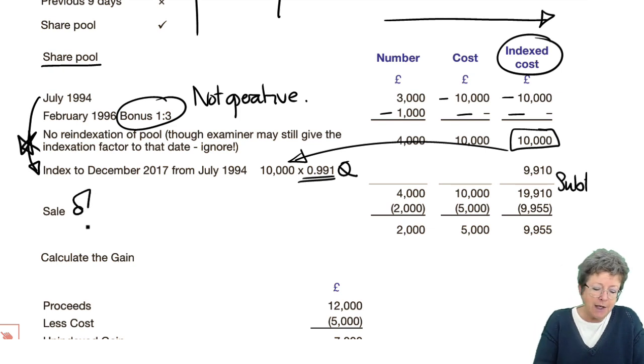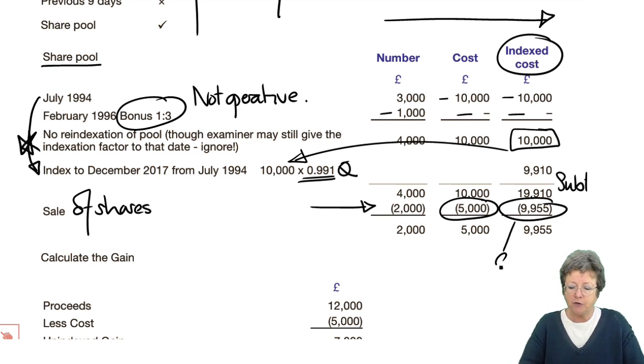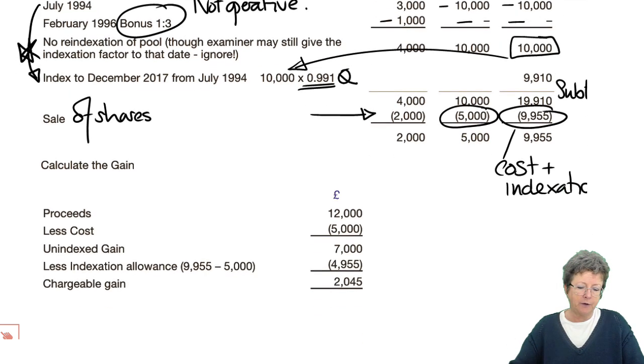Now the sale of the shares, we need to deduct 2,000 of those. So it looks like that's half of the pool. So half of the cost and half of the indexation cost. Remember, that is cost plus indexation, which needs to be split in our model answer.